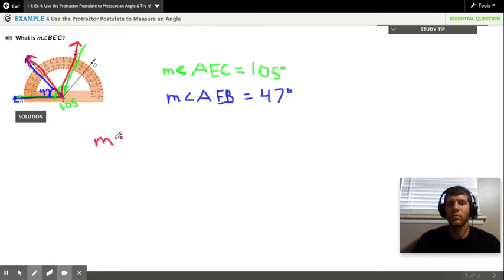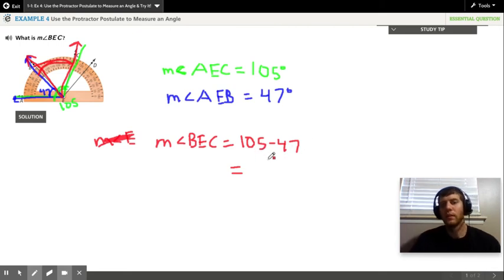So the measure of angle, I'm sorry, measure of angle BEC is simply going to be 105 minus 47. It's this part right here, 105 minus 47, which is going to give us, so it's 95, 85, 75, 65, and then 7 more. So it's going to be 58 degrees.